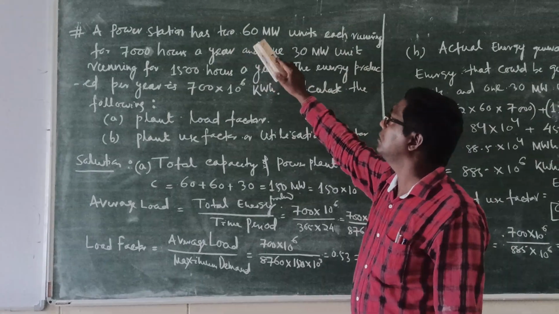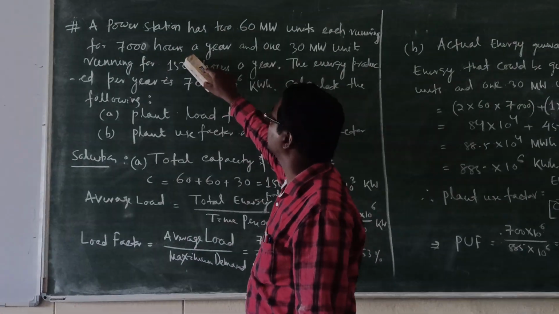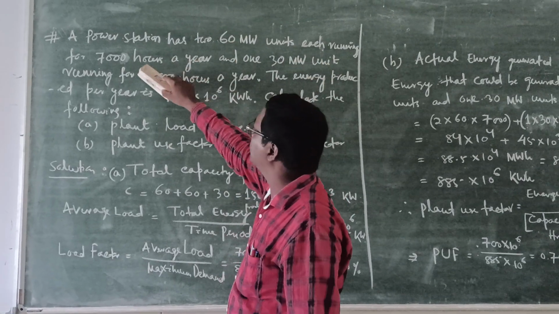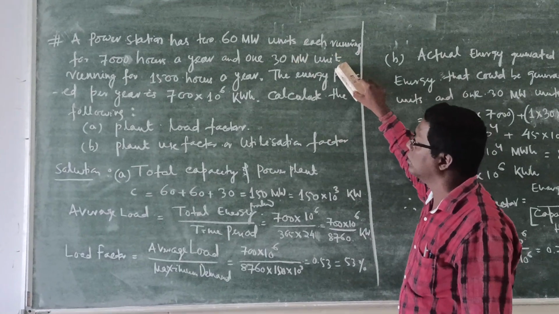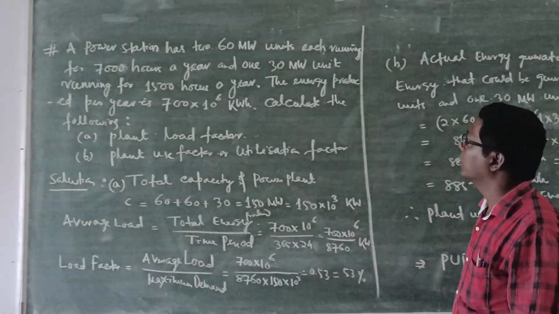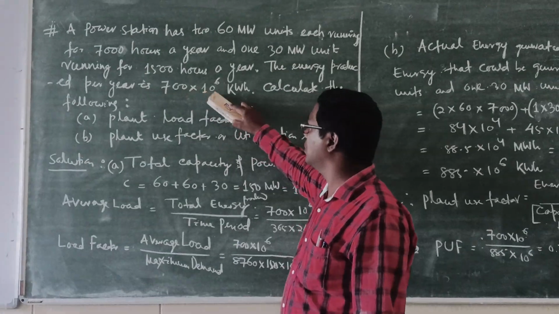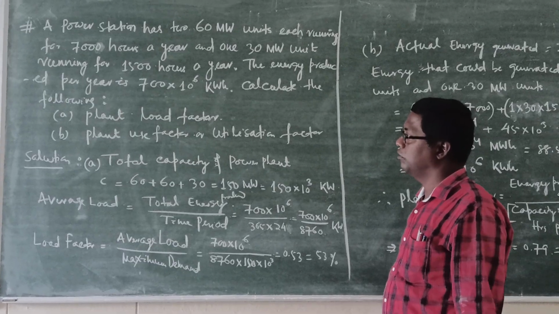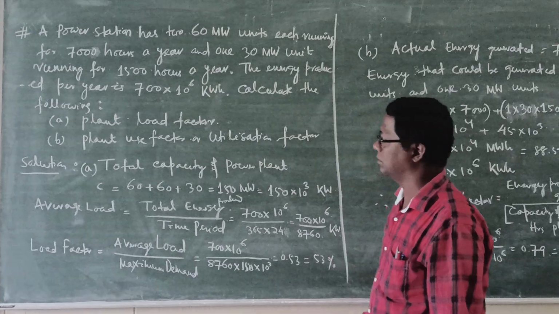The power station has 2 60 megawatt units, each running for 7,000 hours a year, and a 30 megawatt unit running for 1,500 hours a year. The energy produced per year is 700 into 10 to the power 6 kilowatt hour. We have to calculate the plant load factor and plant use factor.